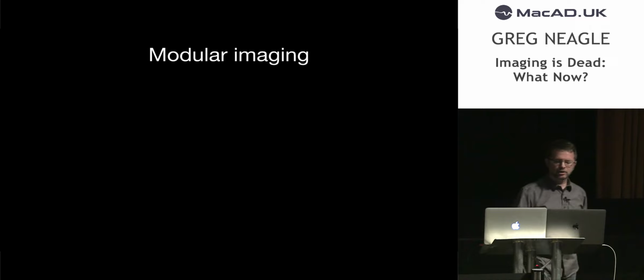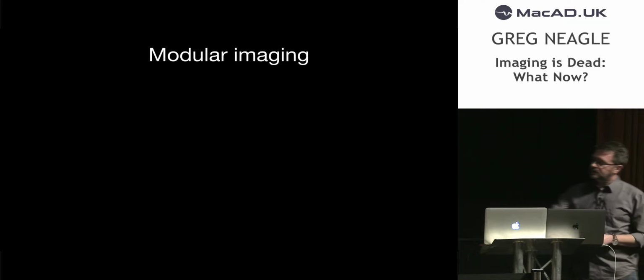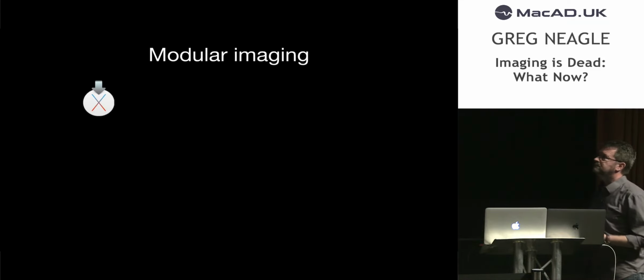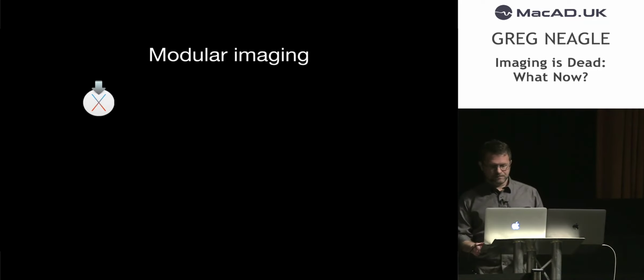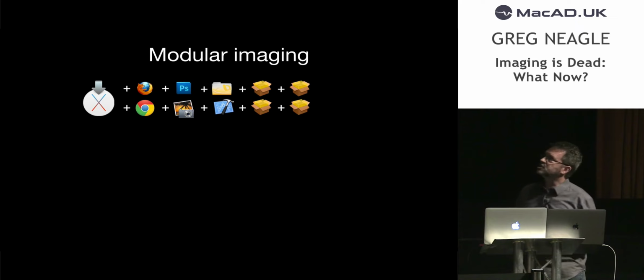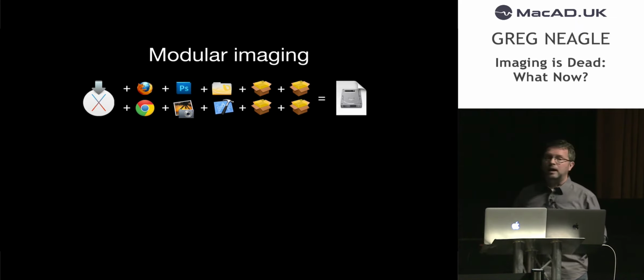Instead, let's talk and look at modular imaging. So with modular imaging, you might start with a Mac OS installer, and then you would add additional packages to that install, and then you would compile all of that into a disk image.